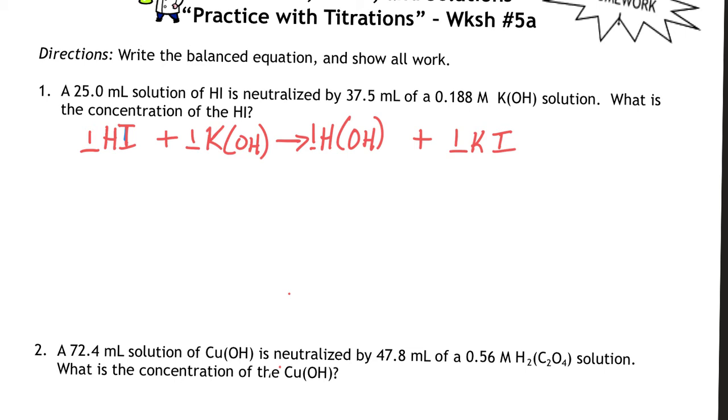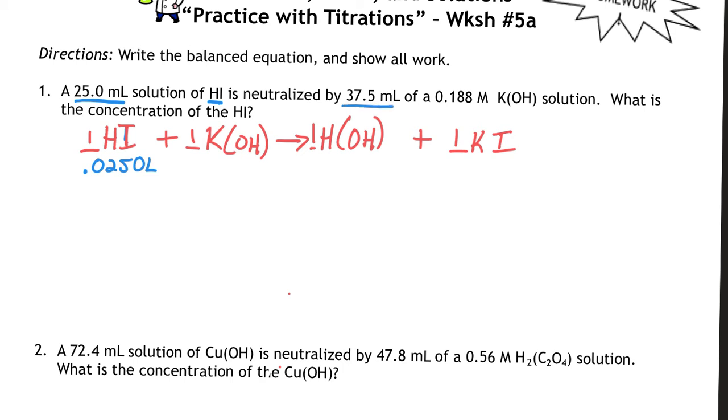Now the next thing I'm going to do is pull out the information from my question that goes with each thing. So my volume for the HI is 225 milliliters. I know that I'm going to need all my volumes in liters, so I'm going to go ahead and convert that now. If I divide 225 milliliters by 1,000, it's going to give me liters. So 0.250 liters.